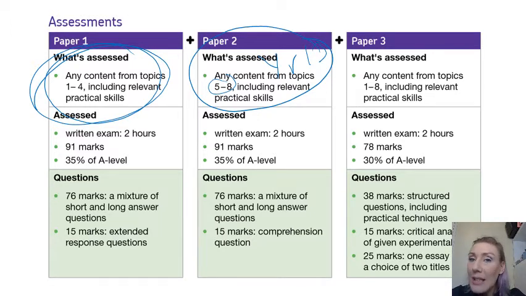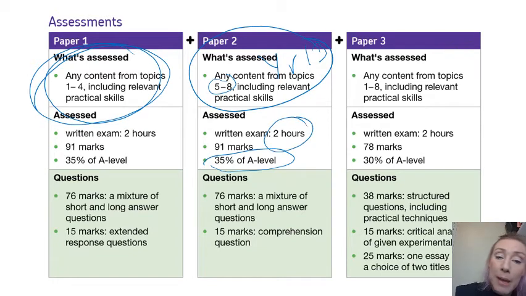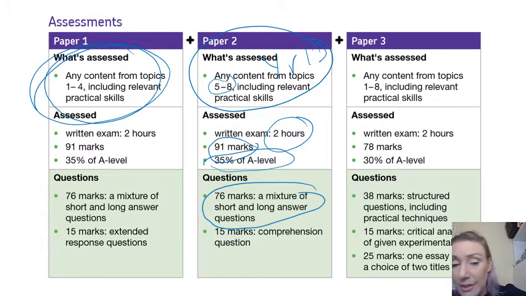So how will the exam be for our year 13 content? Well, paper 2 is only going to assess what we do this year, or moving forward into this next academic year. So again, it's equally weighted. You've got 35% of your A level again. It's the same length of paper, the same number of marks. Again, it's a mixture of short and long answer questions.